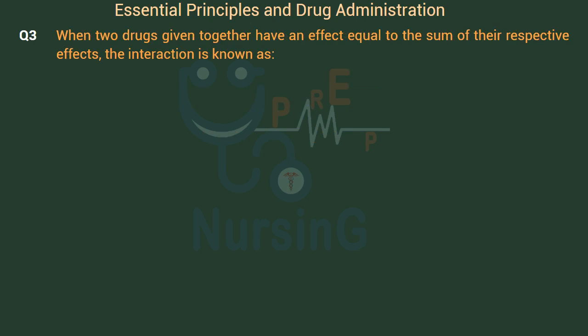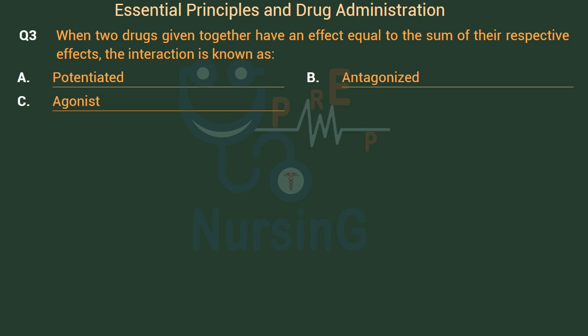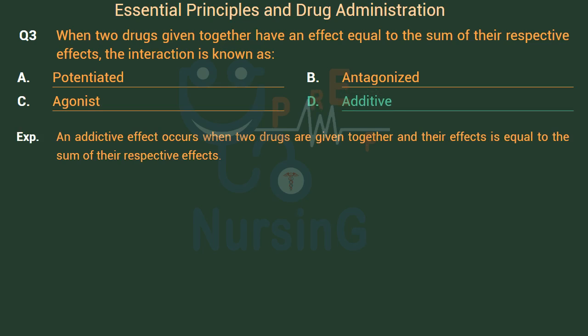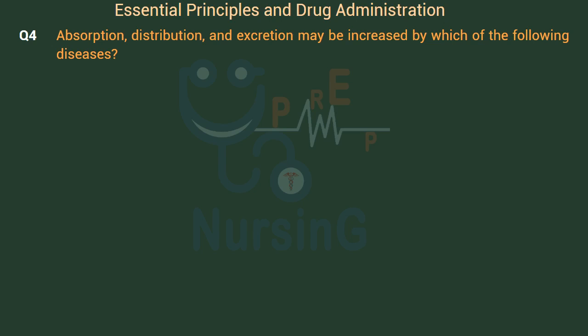When two drugs given together have an effect equal to the sum of their respective effects, the interaction is known as: Option A. Potentiated. Option B. Antagonized. Option C. Agonist. Option D. Additive. Right answer is Option D. Additive. An additive effect occurs when two drugs are given together and their effects equal the sum of their respective effects.